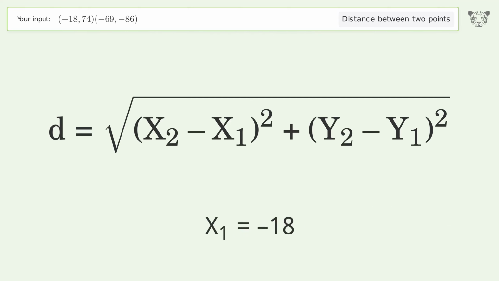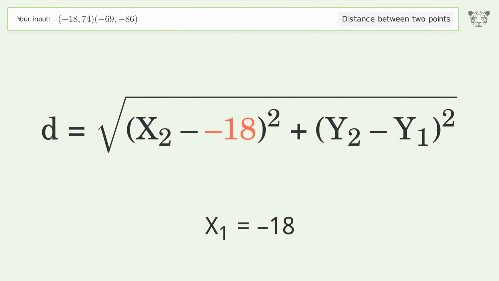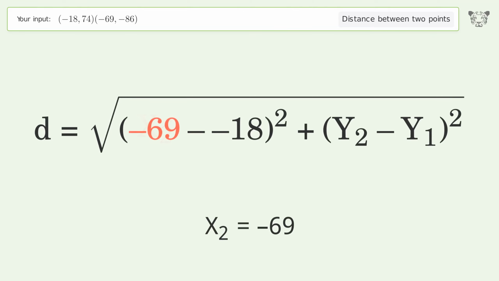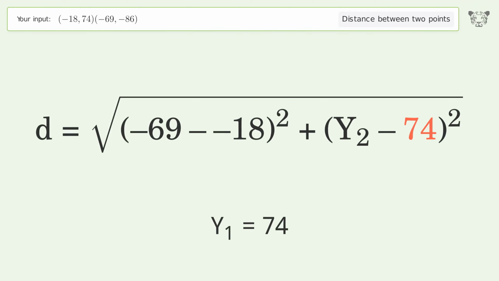x1 equals -18. x2 equals -69. y1 equals 74. y2 equals -86.